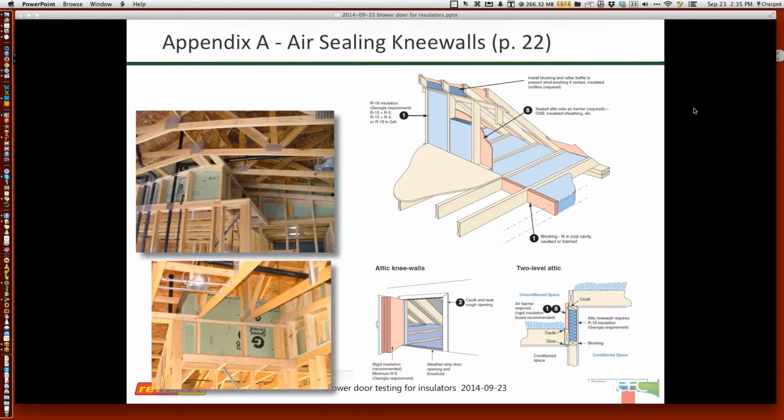And this is what actually a good practice would look like, is that somebody actually came in and put an acceptable backer, and then it could be actually insulated from the interior side when all the other work is completed.